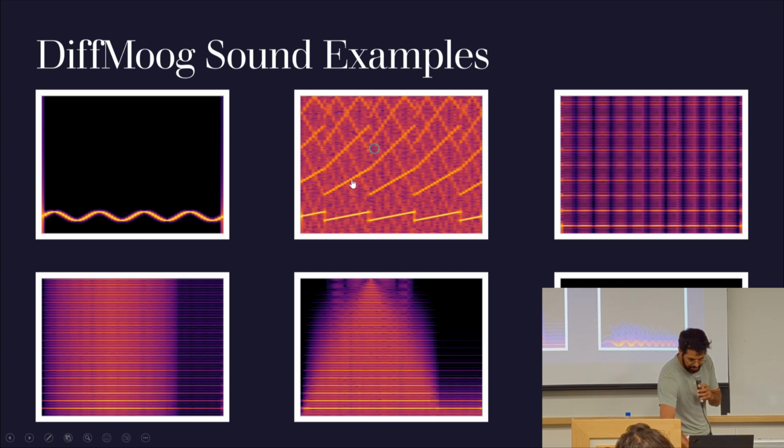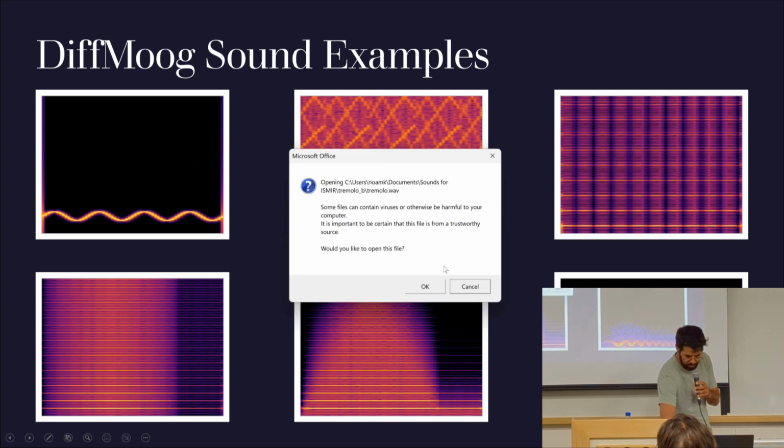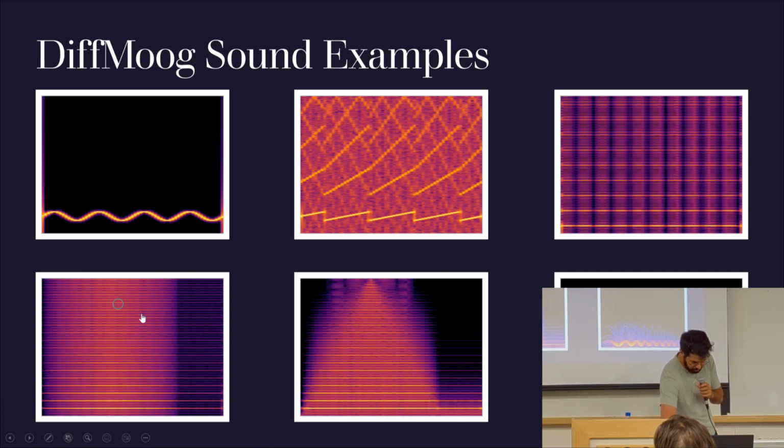Okay, and this one is modulated by a square, by a sawtooth wave. And here we have a tremolo. We modulate the amplitude. Great. And here we have an envelope on the volume.